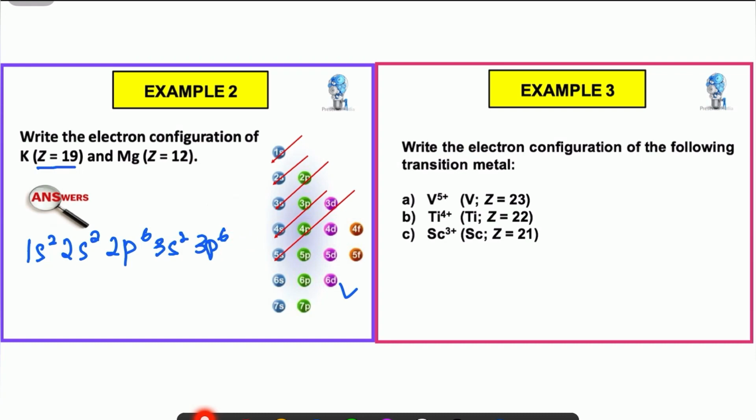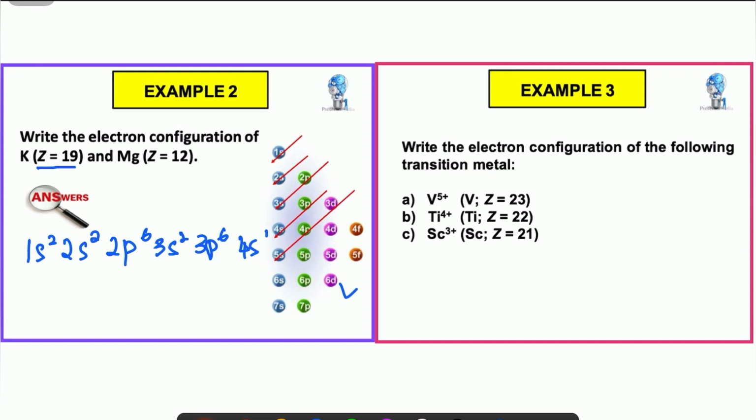Another 1 electron will fill, after 3p, it will fill 4s, so 4s1. So this is the electronic configuration for the potassium by using the SPDF notation. If the question doesn't ask you the way to write the electronic configuration, you just write in the SPDF notation form.